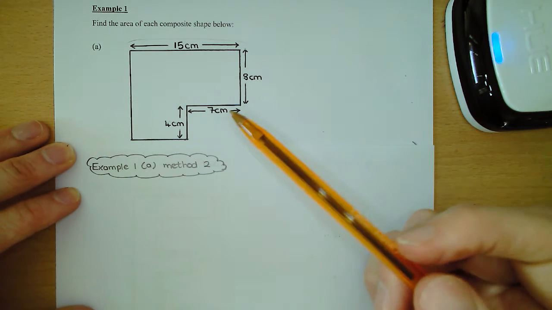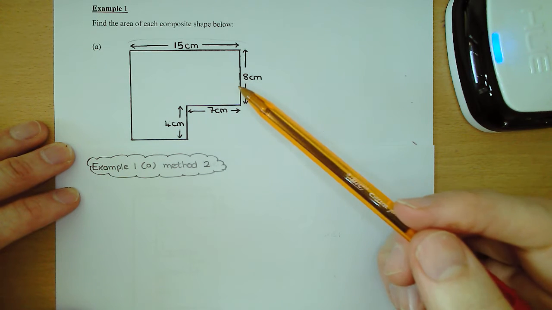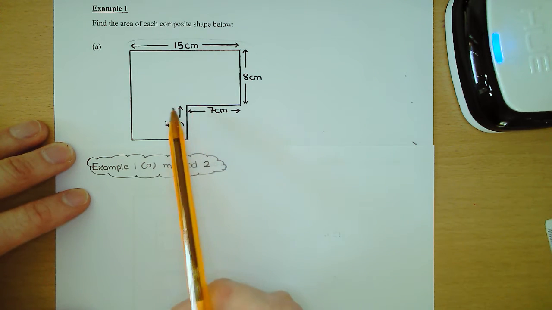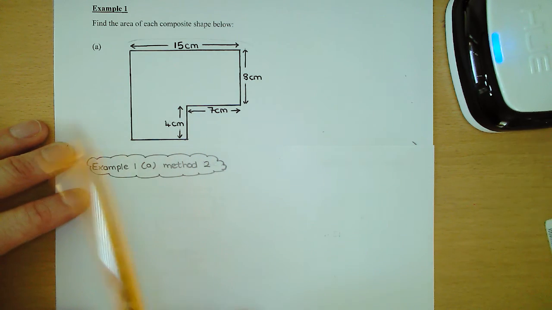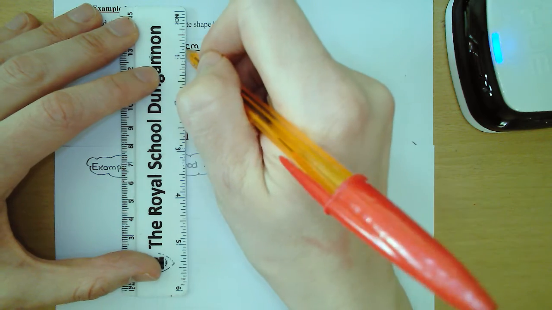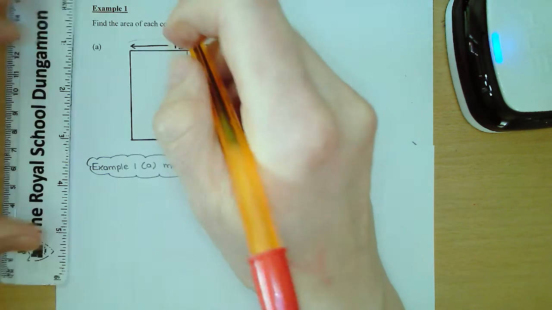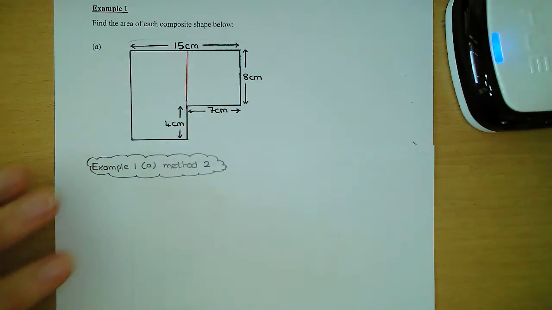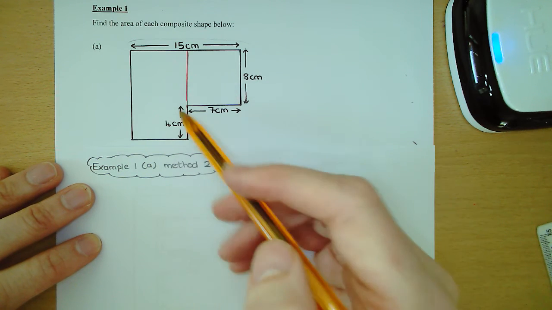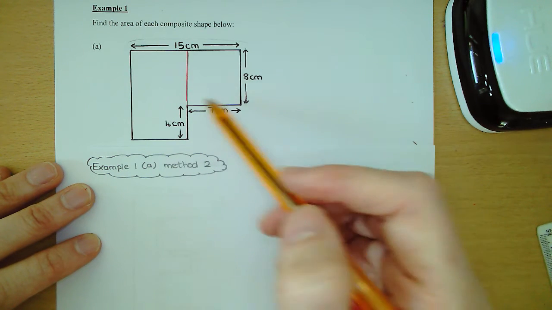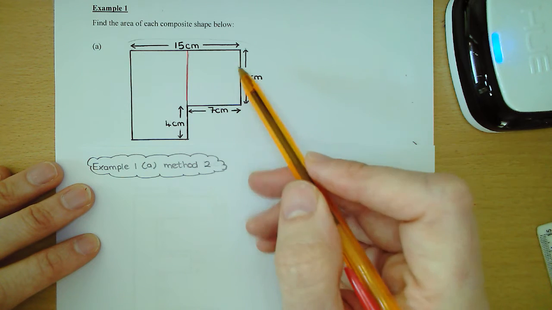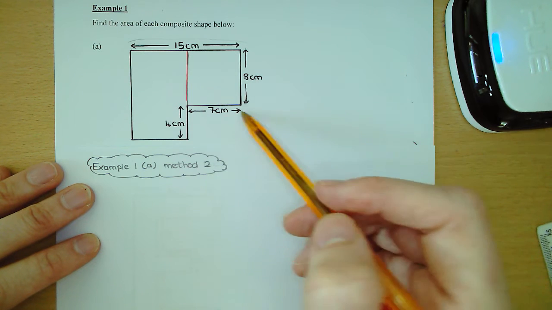Now, there's another way in which we could have done example 1 part A. Instead of breaking up the composite shape by ruling a horizontal line, we could alternatively rule a vertical line like that. And again, we would have broken up the composite shape into a rectangle and what appears to be another rectangle. It maybe looks like a square, but if you look at the length and the breadth, it's actually going to be a rectangle because they're not the same.